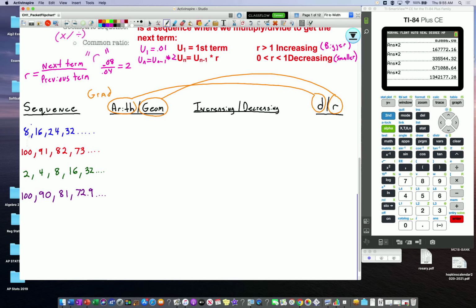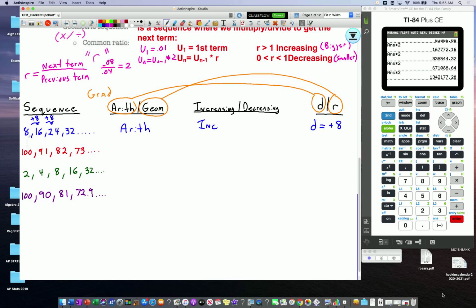So when I look at this one, right away I'm thinking, 8 plus 8 is 16, plus another 8 is 24, so it seems to be holding that pattern. This tells me it's arithmetic. Since the values are going up, I know it's increasing. And since it's arithmetic, D, the common difference, is a positive 8.